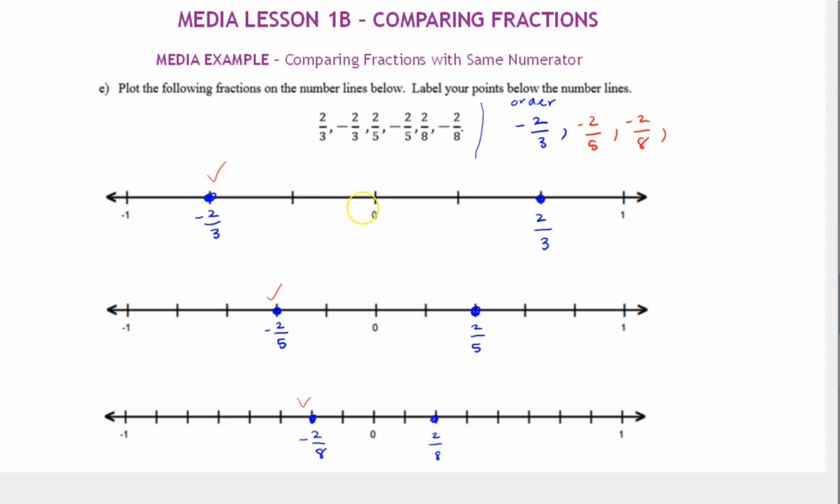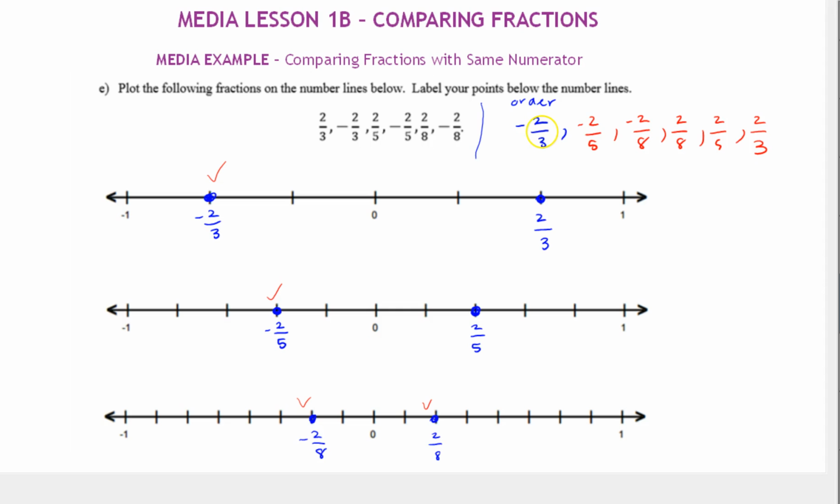Okay, now we're moving to the positive numbers. The next number is +2/8. Then 2/5. And then 2/3. Okay. So we're going to summarize this on the next slide, but let's just take a look.